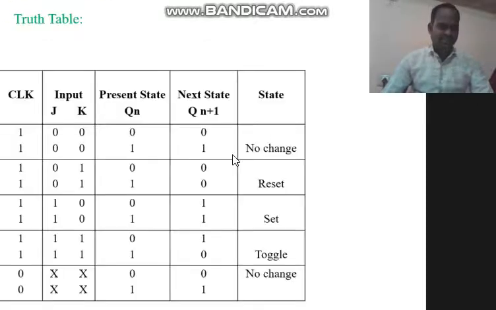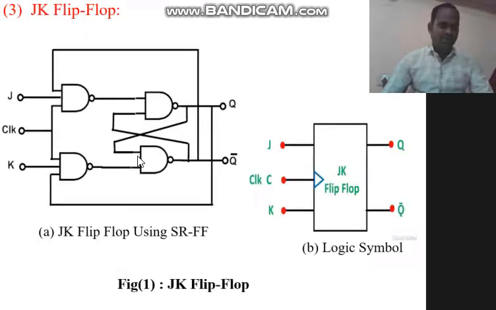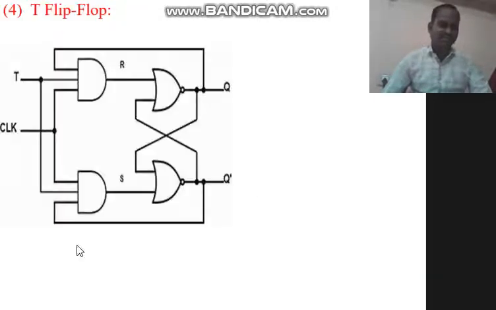So we can simply draw the T flip-flop. That means this is the JK flip-flop. In the JK flip-flop, J and K both are combined together without any NOT gate. Directly combined J and K, the circuit is called the T flip-flop. That is the simple circuit to convert JK to T flip-flop. J and K are combined together, that's all. So the JK flip-flop can be converted into the T flip-flop.